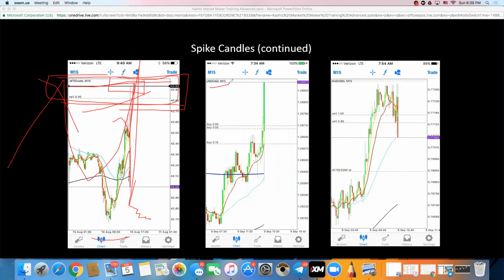Spike candle number 2, USD CAD. I believe this was the MOM sales or something like that. Well, I don't know what news it was, but it came. Okay, so I was already in a buy. I got in at 10 cents as a kind of swing, holding for a day and a half.